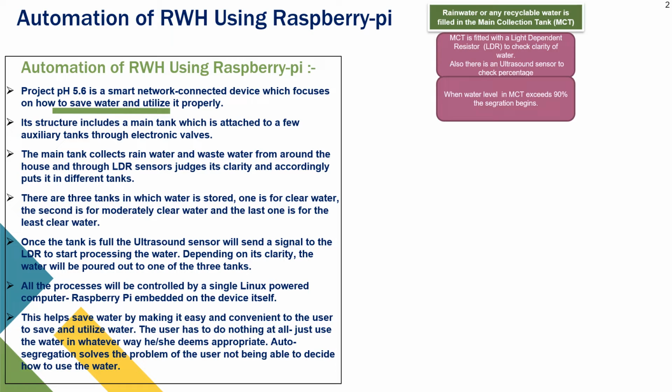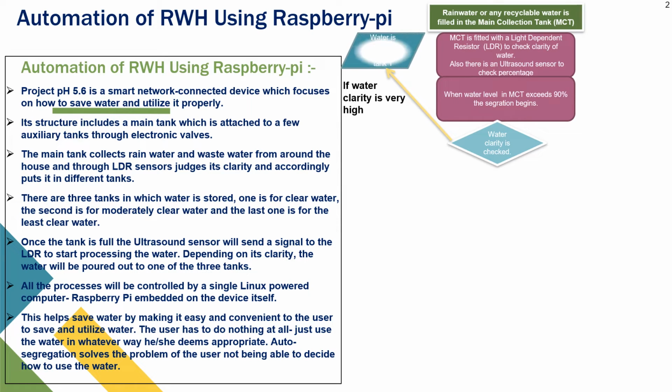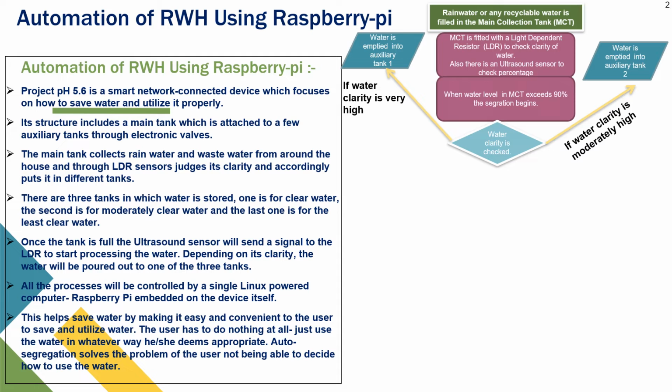The first step is water clarity checking. If water clarity is very high, water is emptied into auxiliary tank 1. If water clarity is moderately high, water is emptied into auxiliary tank 2. If water clarity is very low, the third case, the water is emptied into auxiliary tank 3.